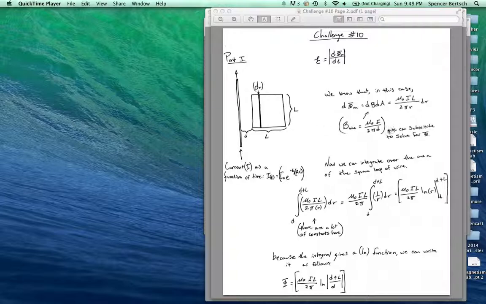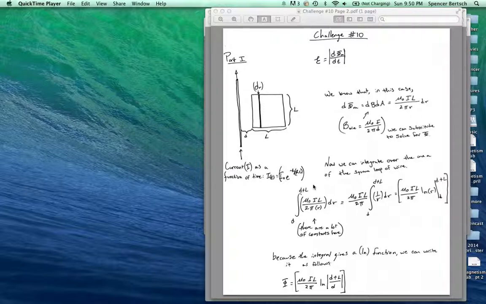So we can substitute for this. It's phi. Yeah, definitely phi. So now we can integrate once we have the expression for the change in phi. You go from d to d plus L, because this is the distance d from the wire and this is the distance d plus L. So you want to integrate this strip from here to here.